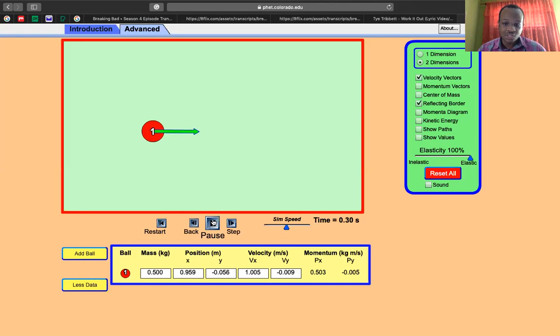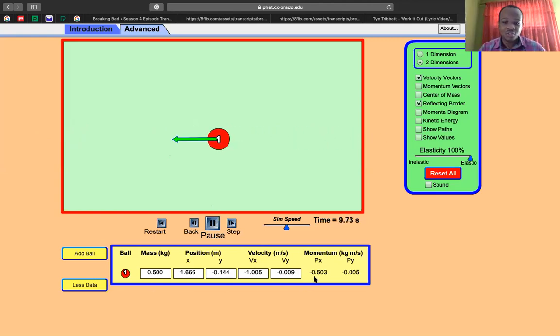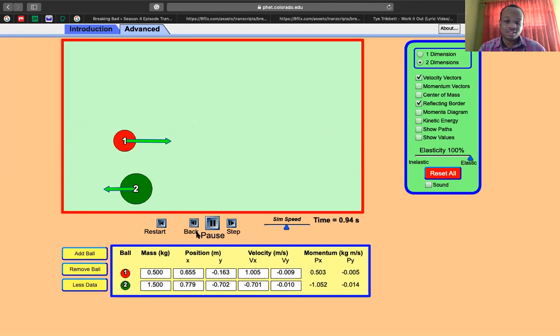That doesn't change. It continues and continues this way until something happens. It's not affected by friction. It's just moving. It's not troubling anyone. The momentum doesn't change. The velocity doesn't change. Now, say we add this guy into the mix.